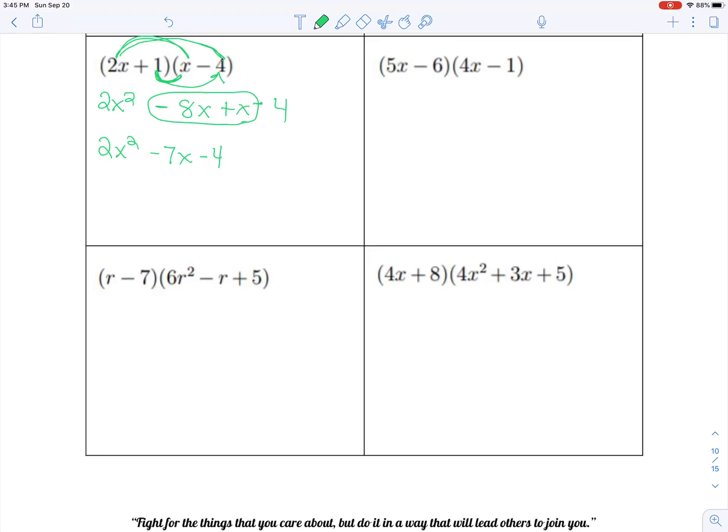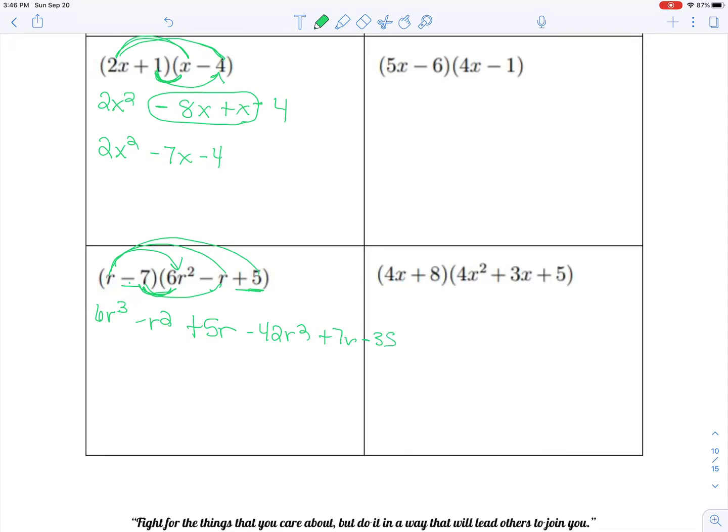This one we're going to use FOIL, but it's going to be a little bit more complicated. I'm going to multiply, which will give me 6r cubed. I multiply again, negative r squared. I multiply again, I get 5r. Then I want to do that with the outside, so I'm going to start here, and that's going to give me negative 42r squared. And a negative 7 times a negative r will be positive 7r. And then a negative 7 times 5 would be minus 35.